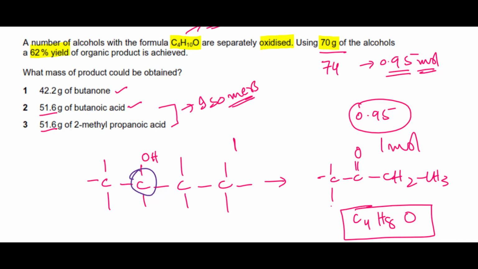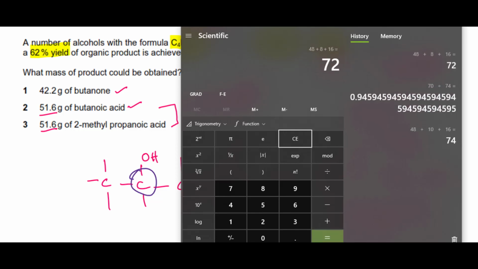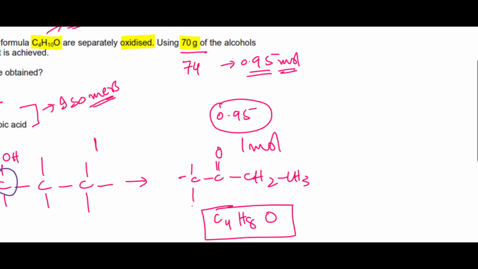So 0.95 multiplied by its MR. What will its MR be? 12 multiplied by 4, that would be 48, plus 8 plus 16. So this becomes 72, and the number of moles is 0.95. 72 multiplied by 0.95 is 68.4. So if all the alcohol is oxidized, that is 100% yield, we multiply 0.95 by the MR, which was 72, and we get 68.4. So this would be the mass obtained if we get 100% yield.